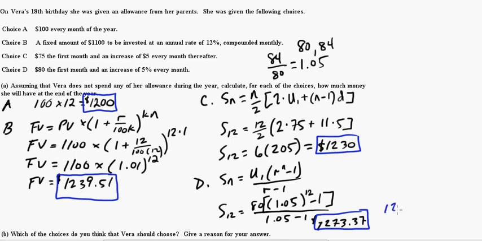Well, obviously you would choose 1273.37 because it's the highest one. Now, you got to be careful on this. I was talking about this with some of my students, and they're like, well, I would choose the 1100 up front because I'd spend it quicker or whatever.